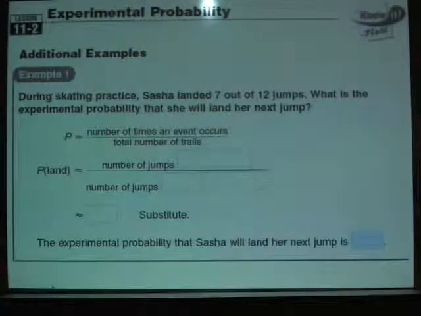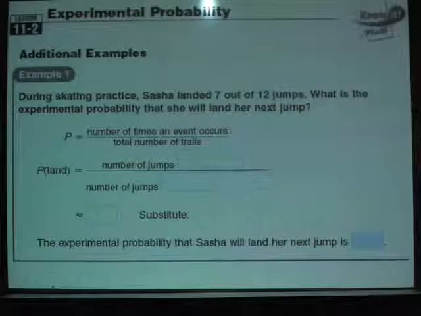Alright, so number 1. During skating practice, Sasha lands 7 out of 12 jumps. What is the experimental probability that she will land her next jump? Well, let's look at what the question says. The question says here that she's going to make 7 when she tries 12. So what's going to be the probability of her landing a jump? Well, based on those numbers we already have, experimentally, it's 7 out of 12.